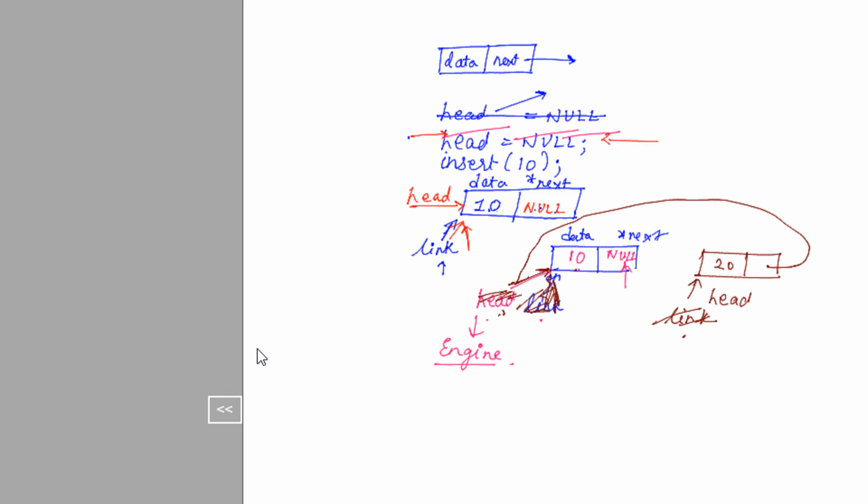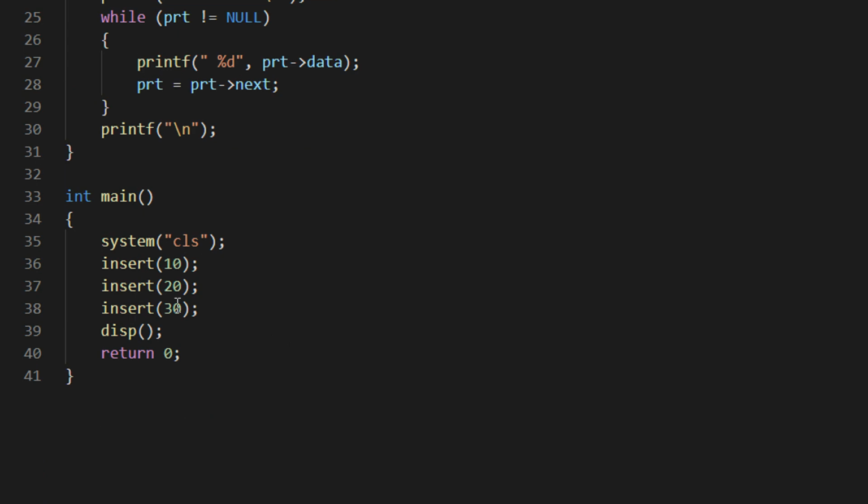Now you see what happened. Head is now pointing to 20, and 20's link is pointing to 10, and the 10 in the last has a null here, right? So now my linked list begins with 20. Why does it begin with 20? Because it is the position of the head element. Again, now let us see what happens when we insert 30.